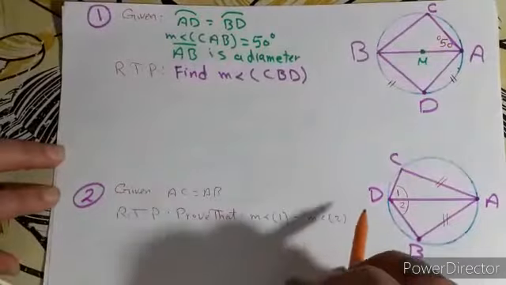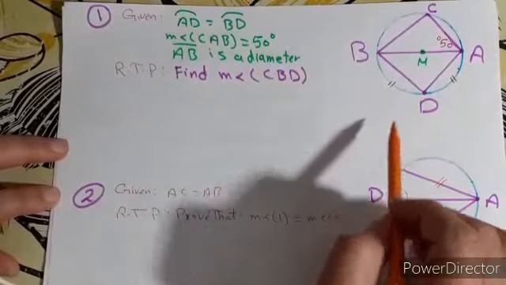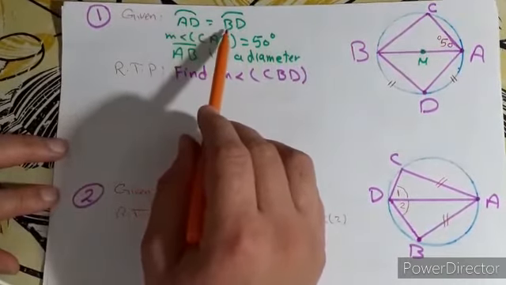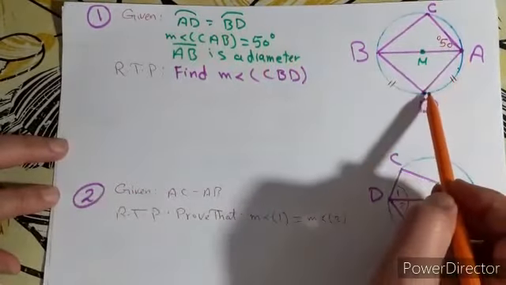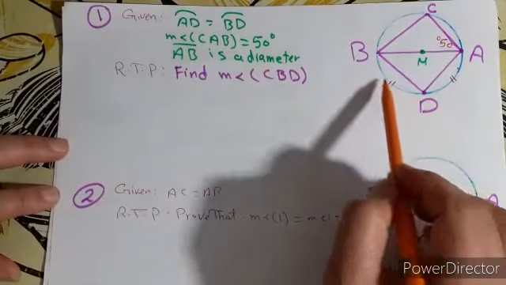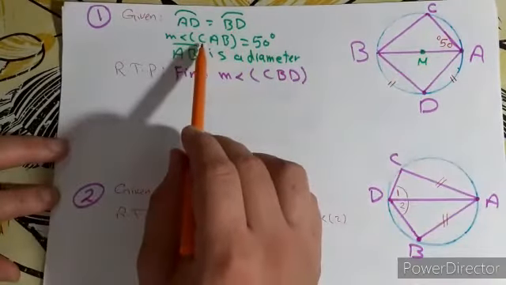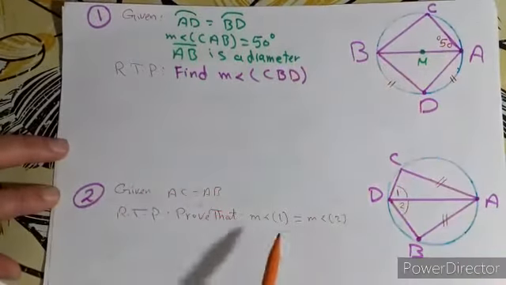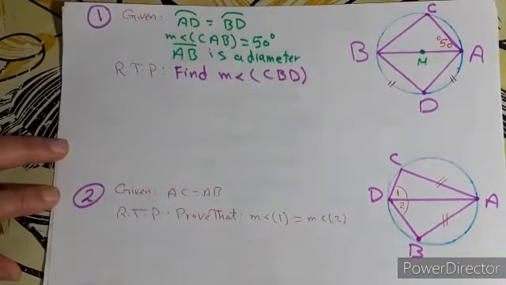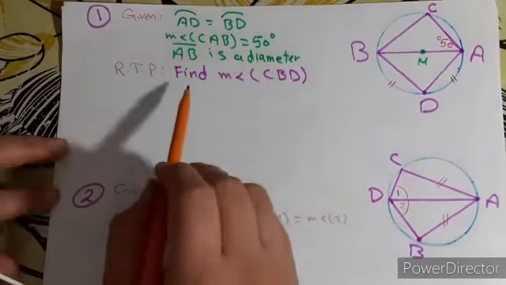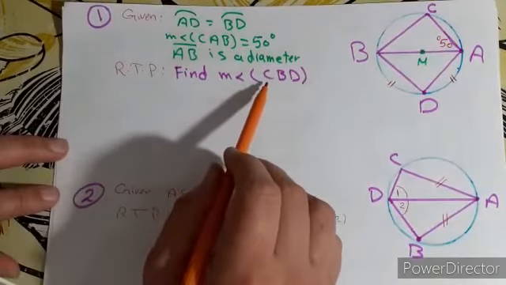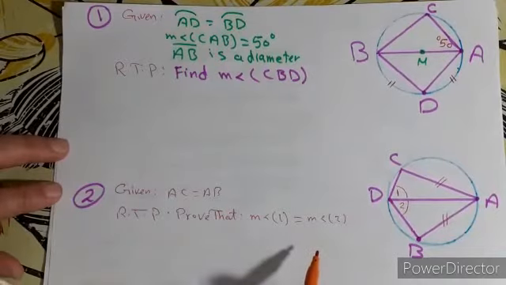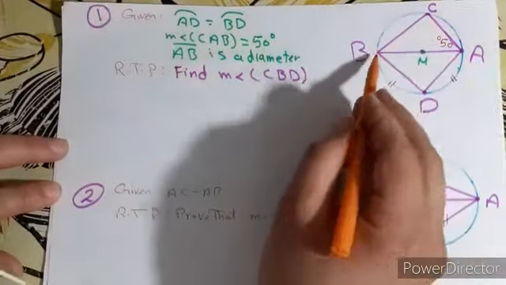Number 1. Look at this given figure. The arc AD equals the arc BD. The measure of angle CAB equals 50 degrees. AB is a diameter in the circle M. The required is to find the measure of angle CBD.